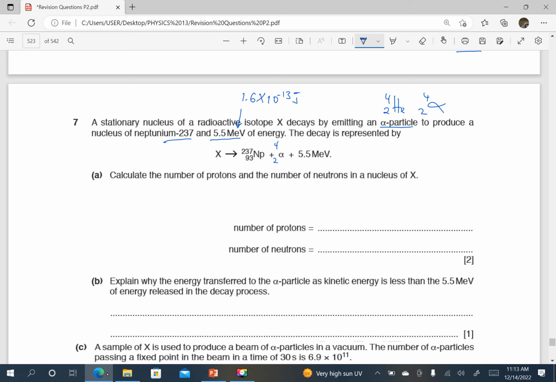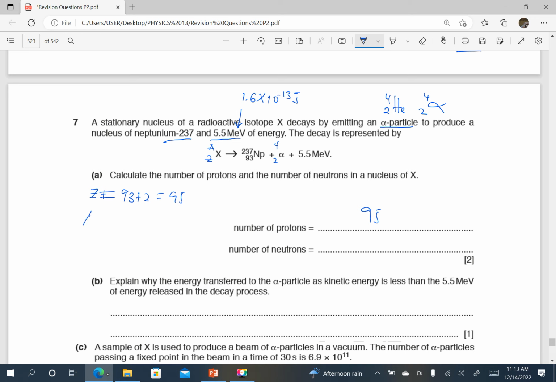So we know X, let the nucleon number be A, proton number be Z. So when we try to balance to conserve proton number, we have that Z on the left hand side should be equal to 93 plus 2, which is giving us 95. So proton number is going to be 95.